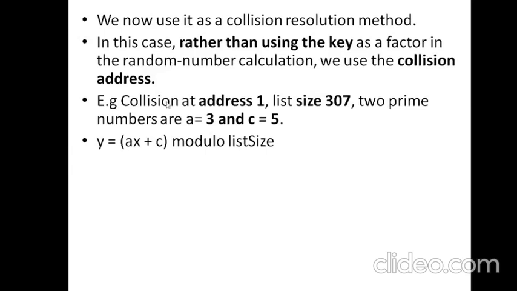The only difference here is that x is not the key that we want to store. In the hash function implementation of the pseudo-random, we replaced x by the key which you want to store. But here we use x as the collision address. So in whichever address we found a collision, that becomes the value of x. In our example, we had a collision at address 1. So we use 3 into 1 plus 5 and modulo division by 307, which results in 8, and 8 becomes the new address to redirect the collision that happened at address 1.